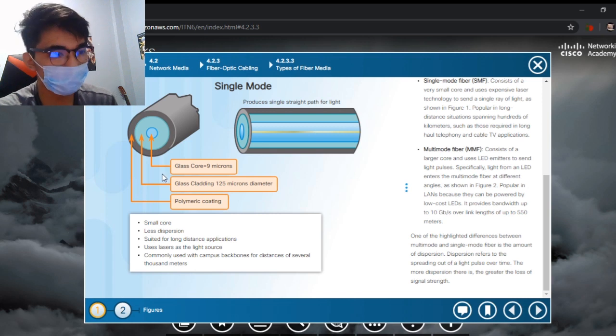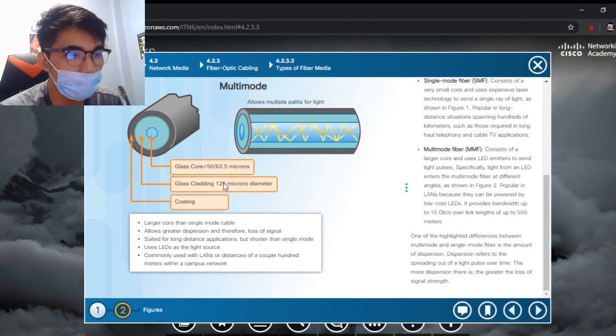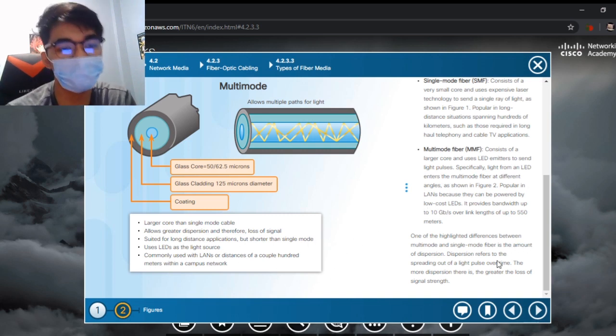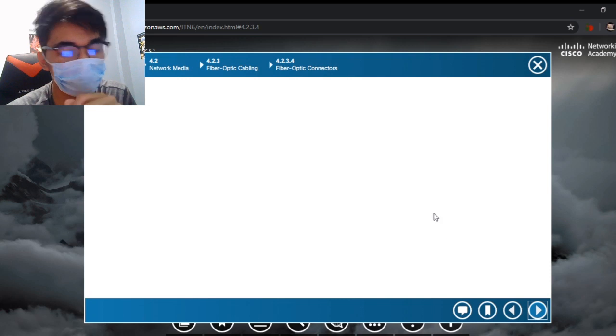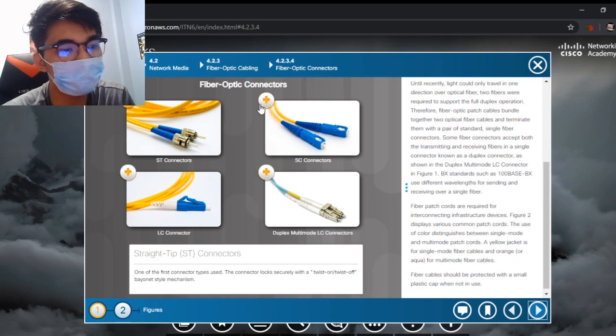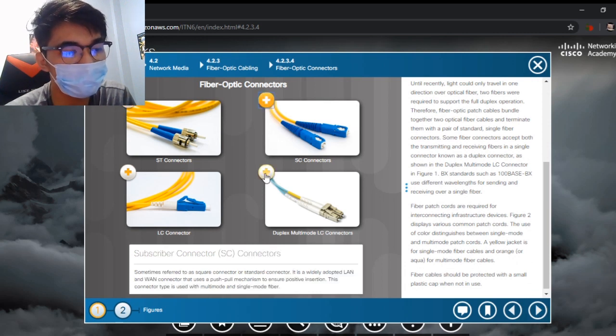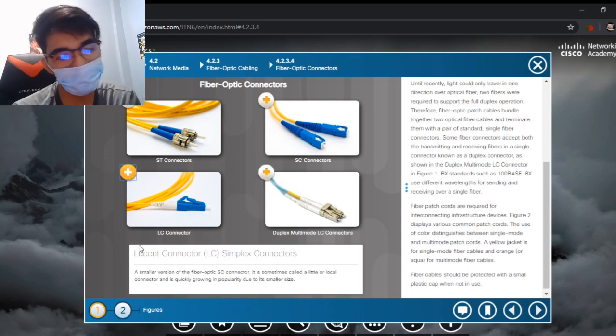Then glass cores and other stuff. Single mode has small cores, less dispersion, is suited for long distance, and uses lasers and other stuff. Then the multi-mode has a larger core than single mode cable, allows greater dispersion, and uses LED and other stuff. Then that is somewhat simple to summarize. Then fiber optic connectors include the straight tip, then SC or subscriber connectors, then duplex multimode LC connectors, then Lucent connectors and other stuff.